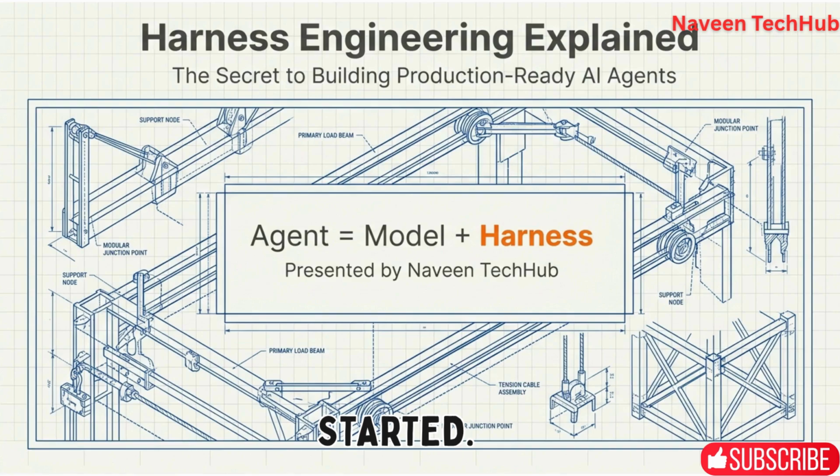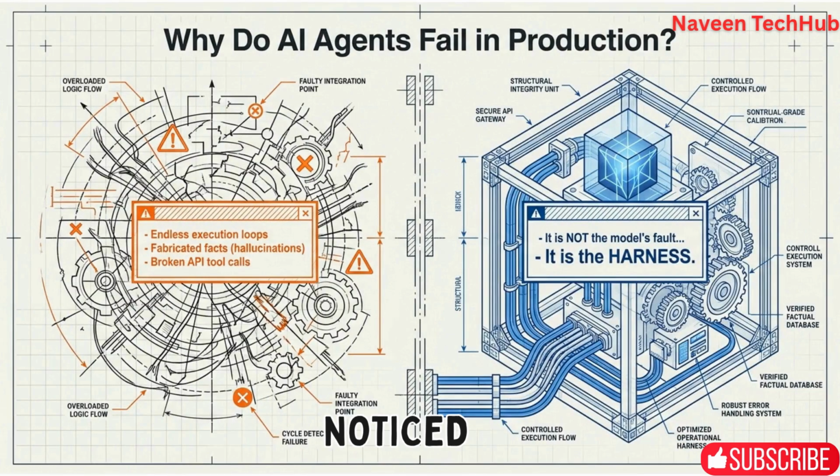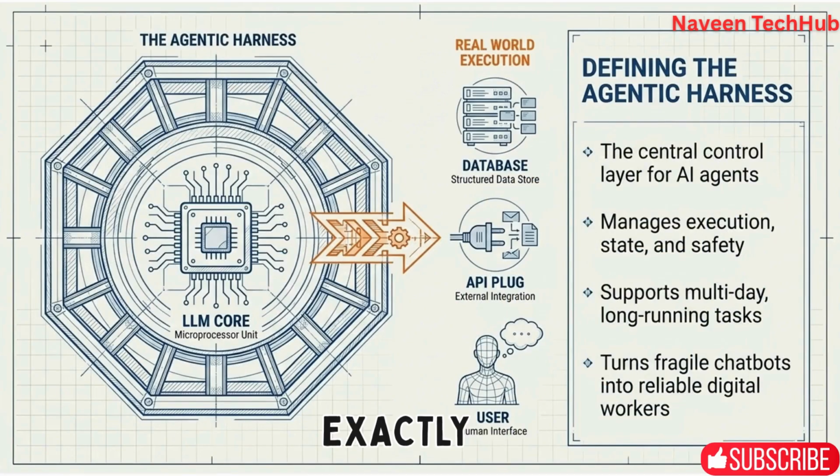Let's get started. Have you ever noticed that AI agents work perfectly in demos, but fail in real-world production systems? Most people think the problem is the model, but actually, it's not the model. The real problem is the harness. So, what exactly is harness engineering?